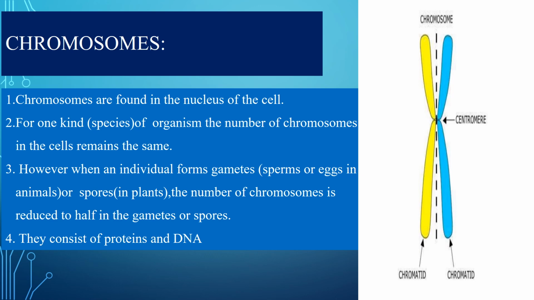They consist of protein and DNA. So these chromosomes are made up of two things. One is the protein, the other is the DNA. Look at the diagram of the chromosome. The duplicated chromosome has two chromatids, and the point of attachment is known as the centromere.